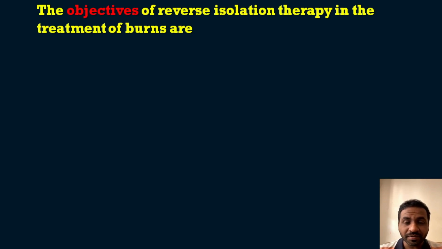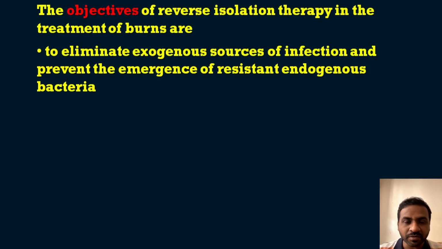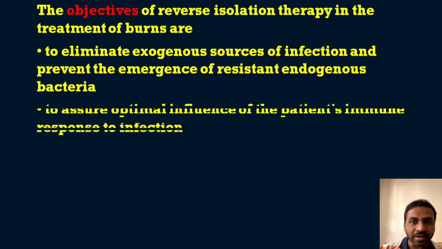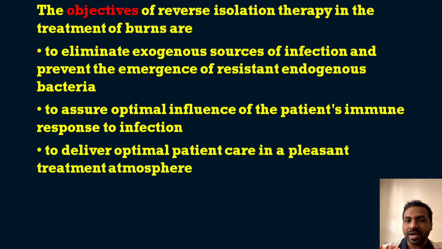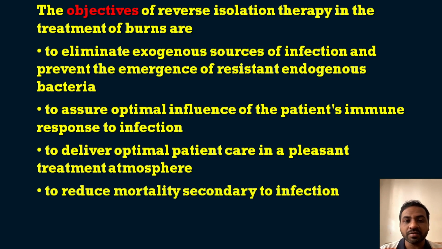So the objectives of reverse isolation therapy in the treatment of burns are: the first one is to eliminate the exogenous sources of infection and prevent the emergence of resistant endogenous bacteria. So that is the primary objective, and the other objectives include to assure an optimal influence of the patient's immune response to the infection, and the third objective is to deliver optimal patient care in a pleasant treatment atmosphere. This is very, very important. And the final objective is to reduce the mortality secondary to the infections.